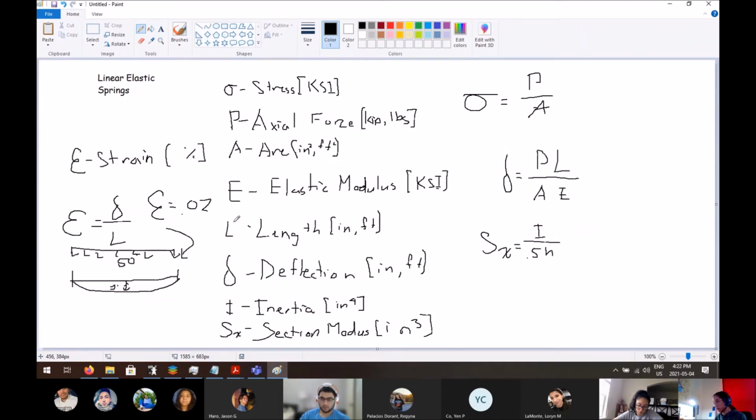Real quick, for the section modulus, it's I over 0.5 times H, half of H. Half of H, okay, cool.